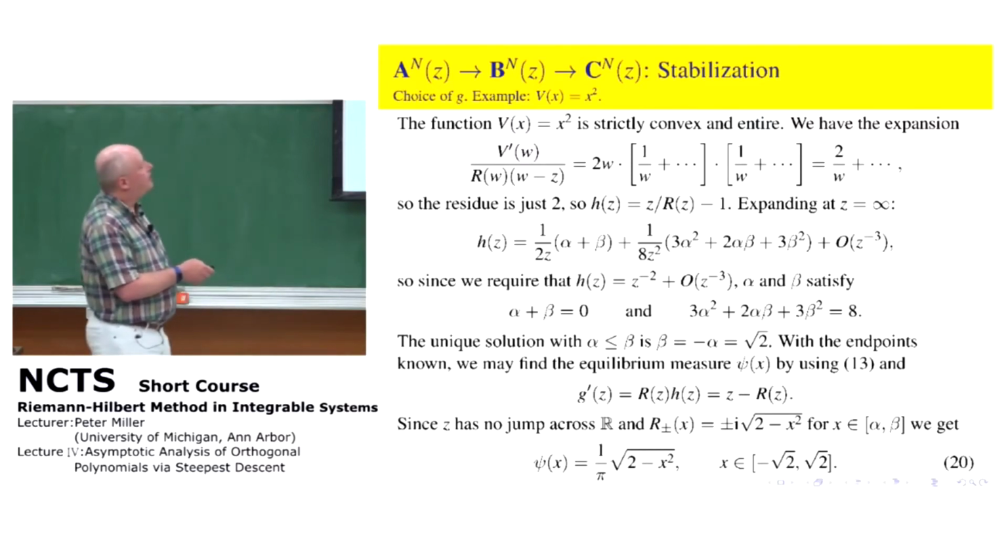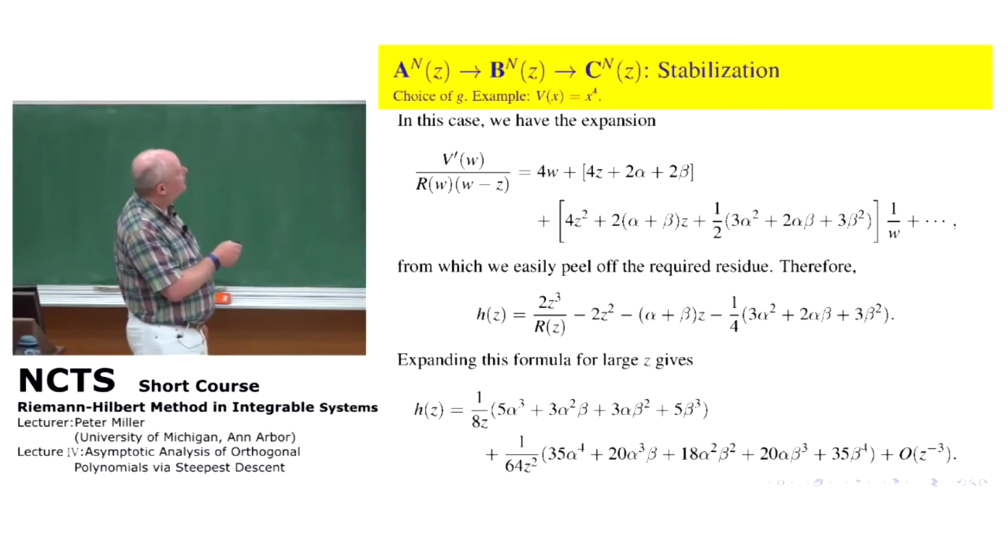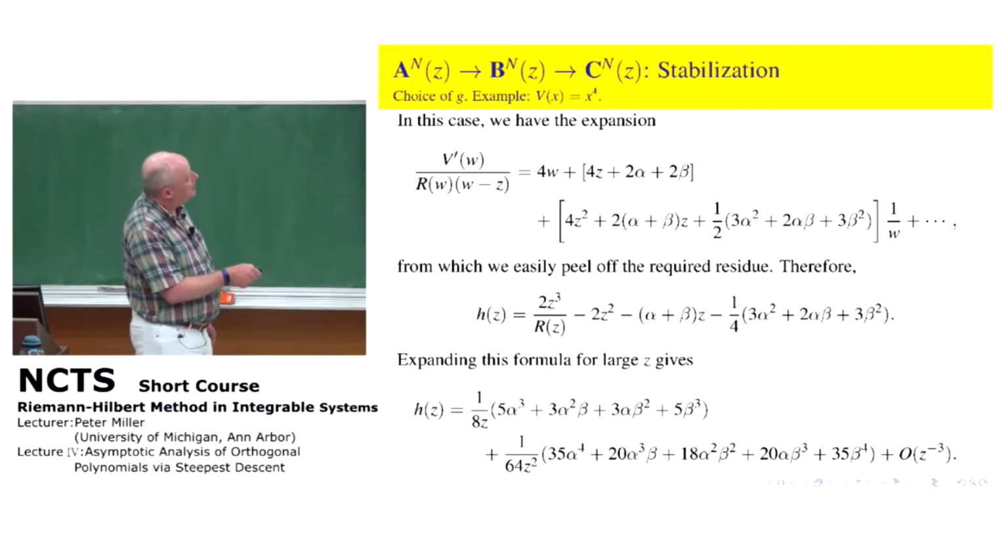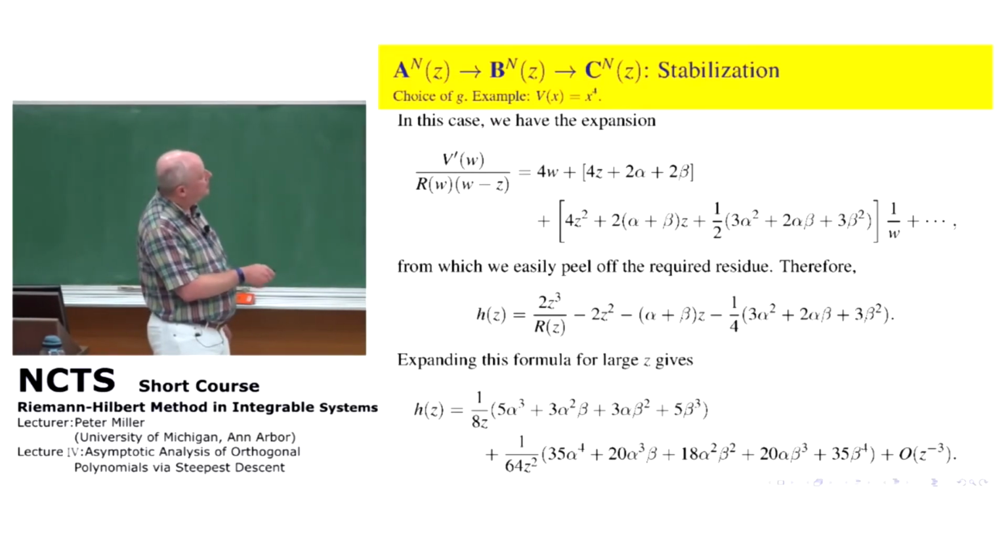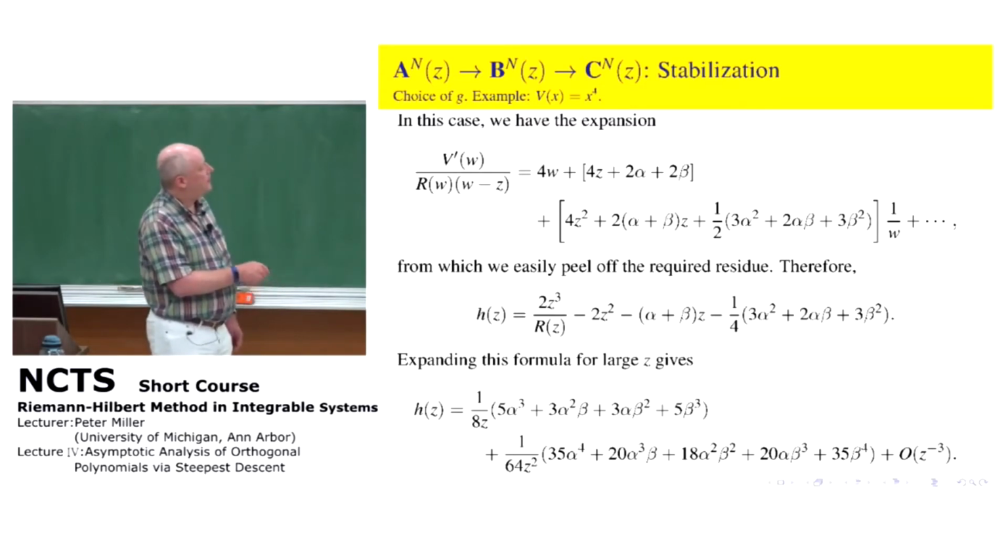That's x squared. But it's not just that. Okay. We can also do x to the 4. So in this case, the expansion is this crazy thing, but we peel off the residue that we need. That's this quantity, okay? And so therefore, h of z is this expression. Now that needs to be expanded for large z, and here's the expansion up to order z to the minus 3. So this has to be 0, and this quantity in parentheses has to equal 64, okay?